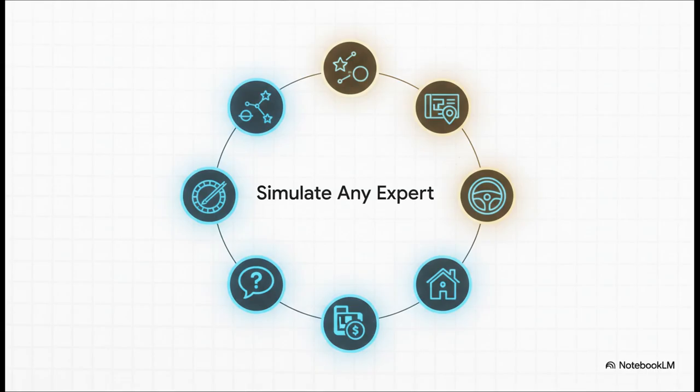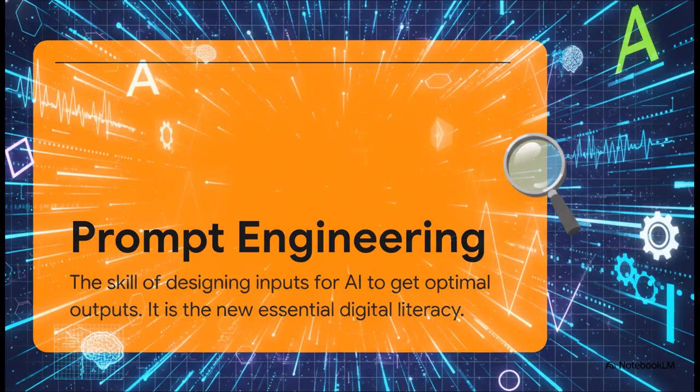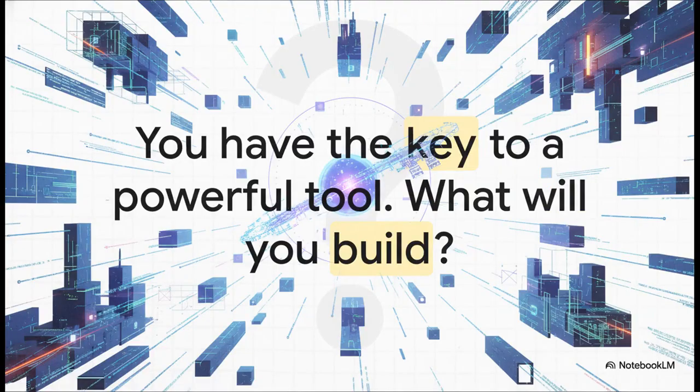So the crucial point here is this: the possibilities are nearly endless. Almost any expert role you can imagine, from an astrologer to a fallacy finder to a real estate agent, can be simulated with a well-crafted prompt, giving you instant access to specialized knowledge. This skill, this art and science of designing inputs, is called prompt engineering. And make no mistake, it is rapidly becoming the new essential digital literacy. It's the language for communicating with the most powerful tools of our time. We've given you the blueprint and the tools. You now hold the key to one of the most powerful creative and analytical engines ever built. So the question isn't what the AI can do. The question is, what will you build with it?